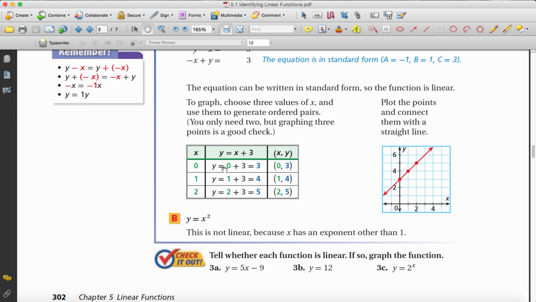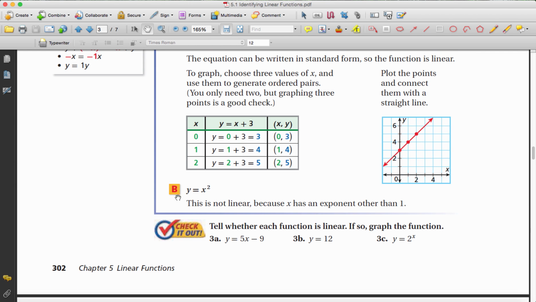So y equals 0 plus 3, which is 3. So the ordered pair there is 0, 3. Y equals 1 plus 3, which is 4. So the ordered pair is 1, 4. Y equals 2 plus 3, which is 5. So the ordered pair is 2, 5. And we plot the ordered pairs, and we get a straight line. So yes, this is a linear function.